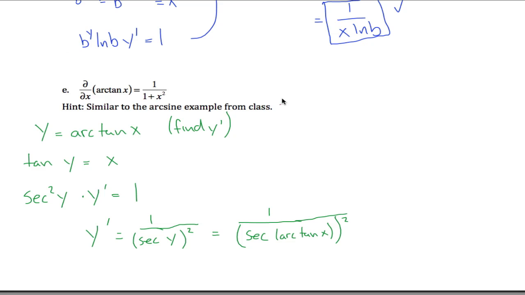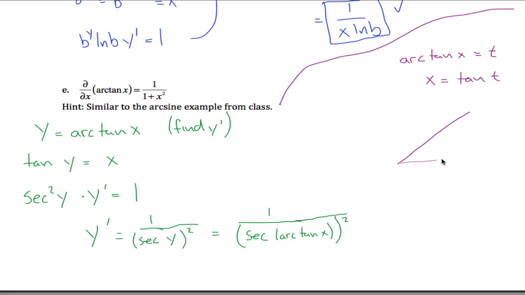I should probably change colors, make sure I got lots of room up here. We want to simplify secant of arctangent of x. And the way we'll do that is by looking at arctangent of x, maybe giving it a name. Let's call it t. If arctangent of x is equal to t, we can take the tangent of both sides of the equation and get x is equal to tangent of t. And if x is equal to the tangent of t, what that tells us is that if we draw a right triangle here, and this angle is t, SOHCAHTOA, the opposite side over the adjacent side to this angle is equal to x. X over 1, maybe, if it's easier for you to think about it like that.